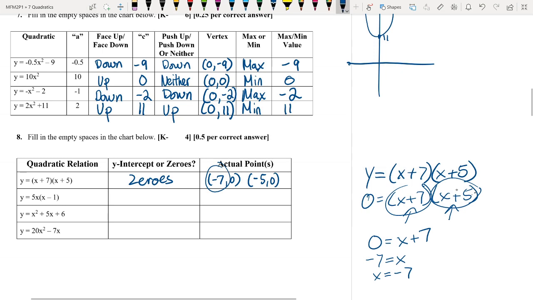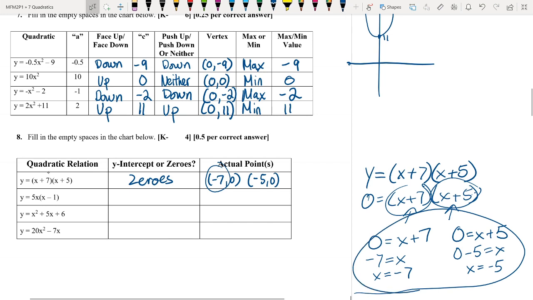What about for this one? How could I make that one 0? What would x have to be in order for x plus 5 to be equal to 0? I'd subtract 5 from both sides, and then I would get x equals -5. Okay, so that's the math behind what we're doing, but you can simply look at it and say, hey, I know x plus 5 is going to be the opposite, -5. x plus 7 is going to be the opposite, -7.